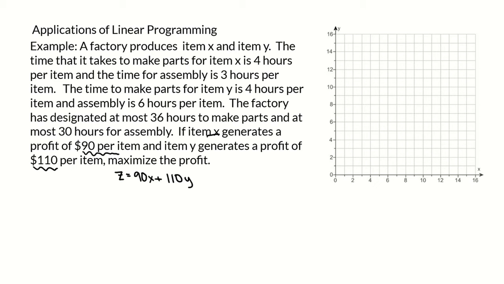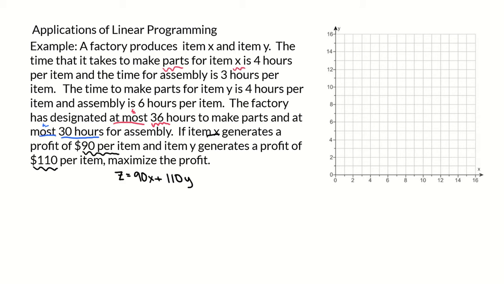So our inequalities have to do with the production time. One of them is going to have to do with the production time for parts, which is at most 36 hours. At most means that it's less than or equal to 36 hours. And then the other equation is going to have to do with the assembly time, which is at most, again, less than or equal to 30 hours for assembly. So now the assembly time for X is 3 hours and the parts time is 4 hours. So let's start with the parts equation.